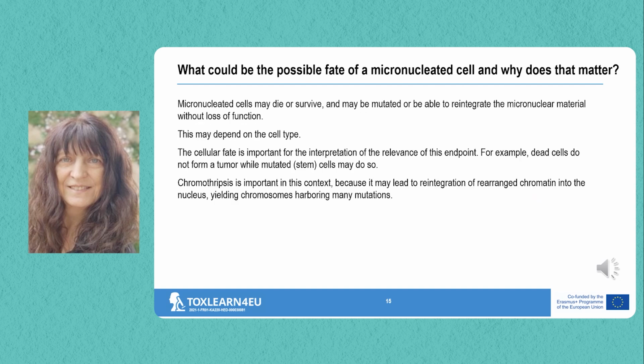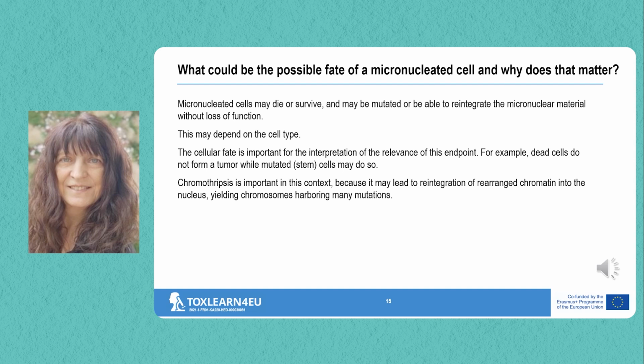What could be the possible fate of a micronucleated cell, and why does that matter? Micronucleated cells may die or survive, and may be mutated or be able to reintegrate the micronuclear material without loss of function. This may depend on the cell type. The cellular fate is important for the interpretation of the relevance of this endpoint. For example, dead cells do not form a tumor, while mutated cells, for example stem cells, may do so.